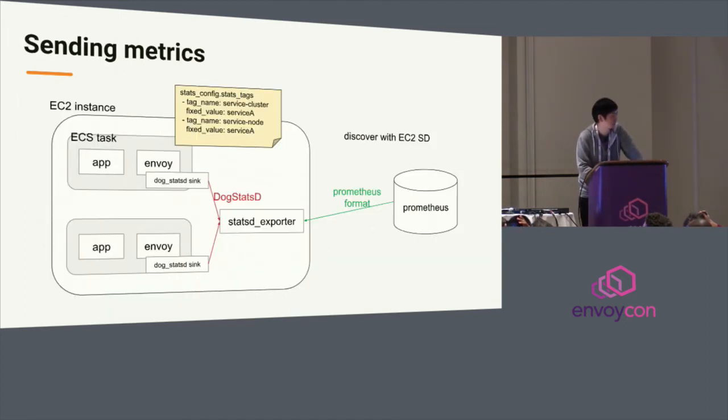Then let's see the metrics side. This is how we are sending metrics to Prometheus servers. We are using dogstatsd to send metrics in dogstatsd format, which is an extension of the statsd format. And then Prometheus statsd exporters are running on each host, so one statsd exporter process per ECS host instance. Then the statsd exporter receives Envoy's metrics from the sidecar Envoys. And our Prometheus servers are configured to discover those statsd exporters and pull metrics from them.